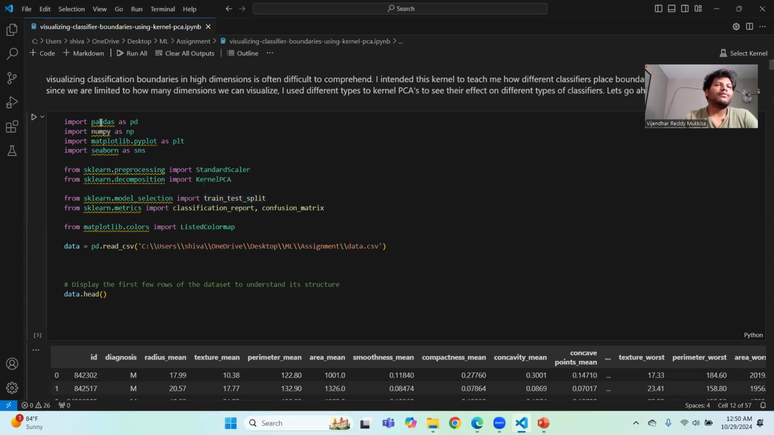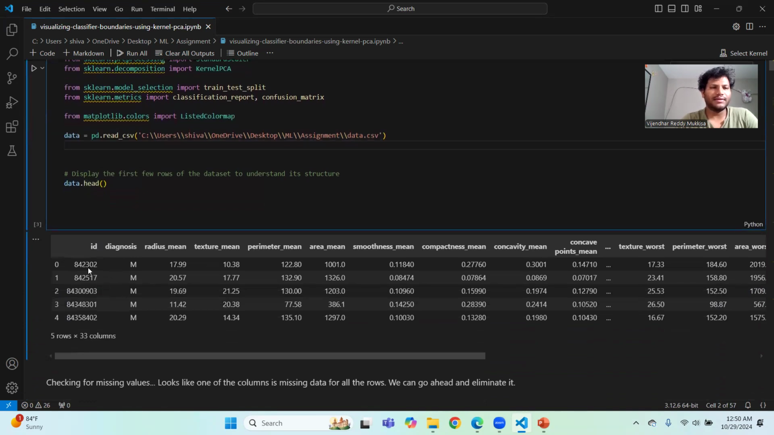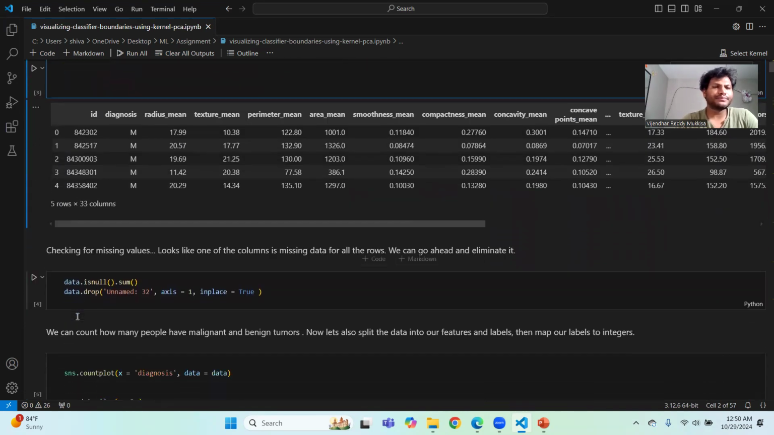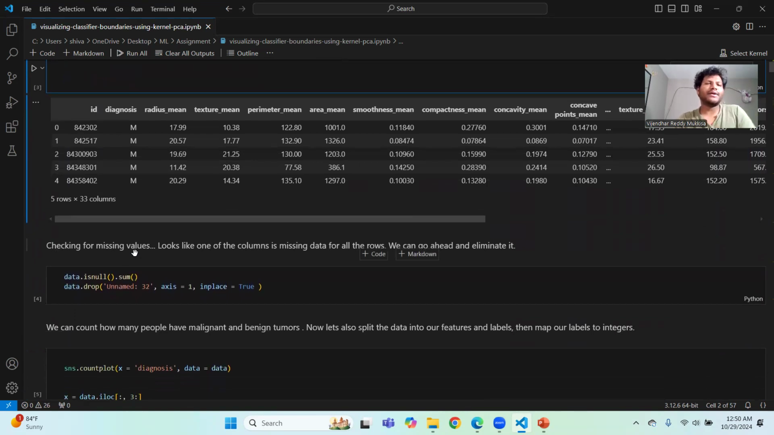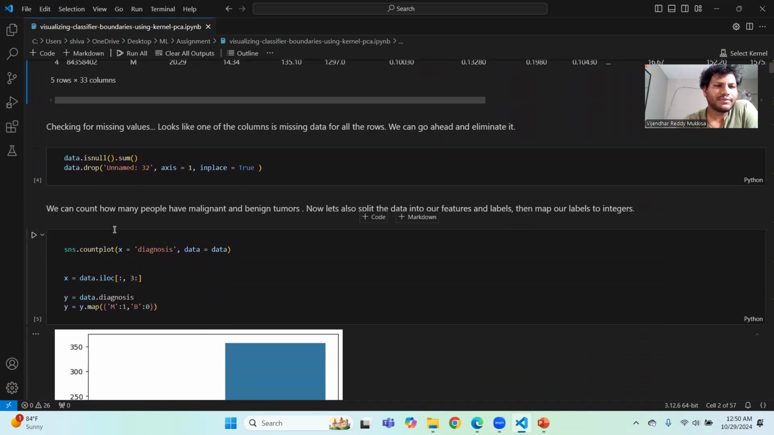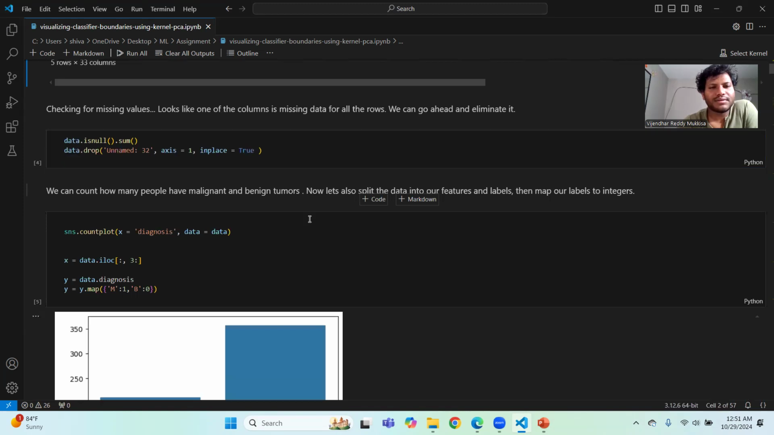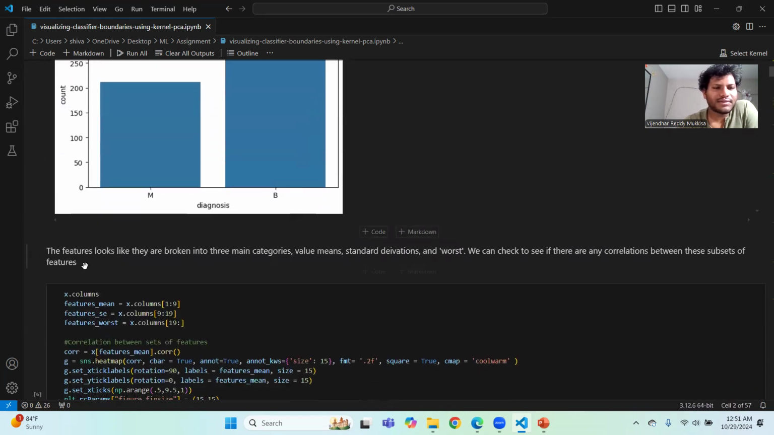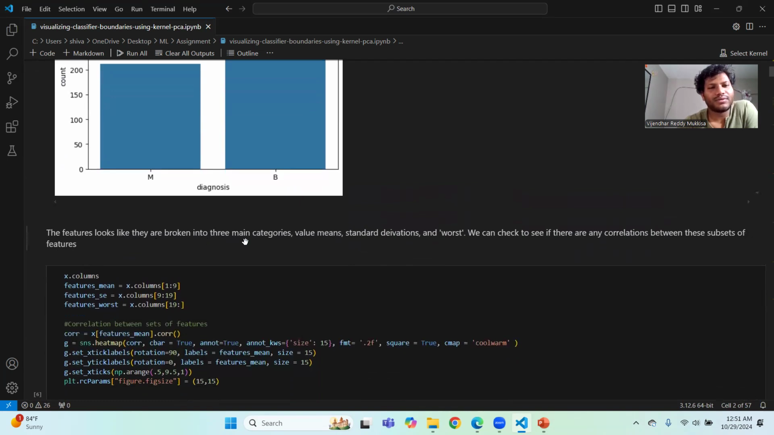First, we are importing all the libraries. I'm getting the data from the local directory, reading it using the pandas library and displaying it. I have displayed 5 rows here. In the next step, I'm writing code for checking missing values, and next, counting how many people have tumors. Then we have features that are broken into three major categories.